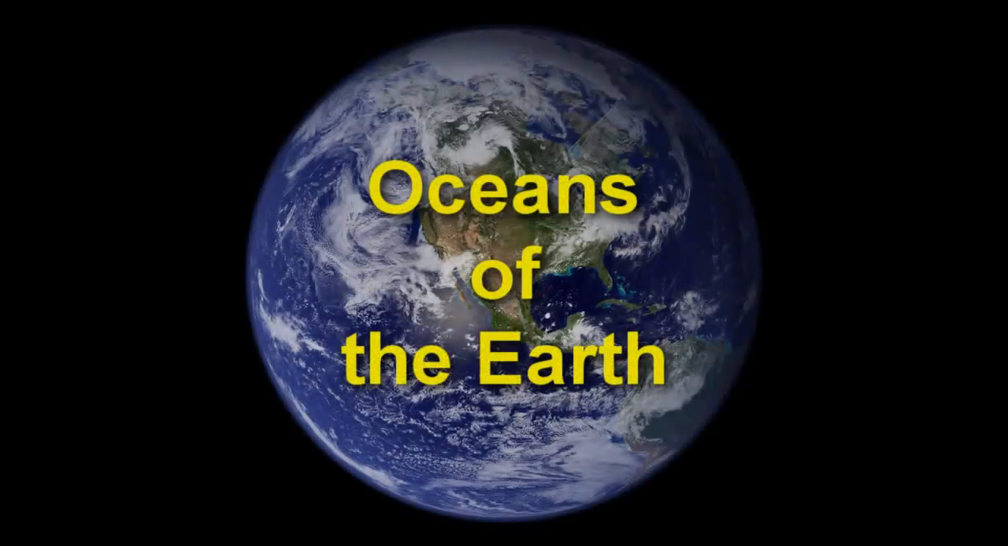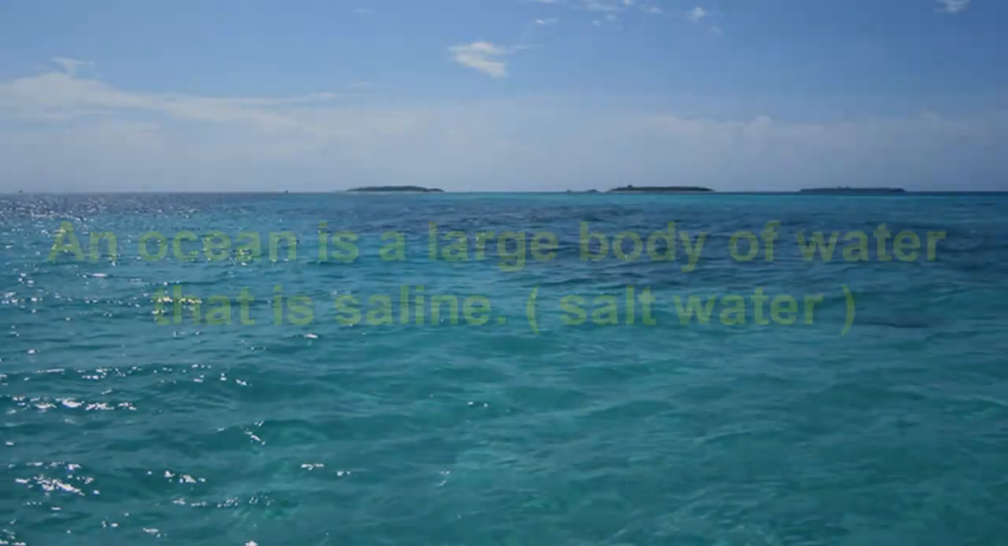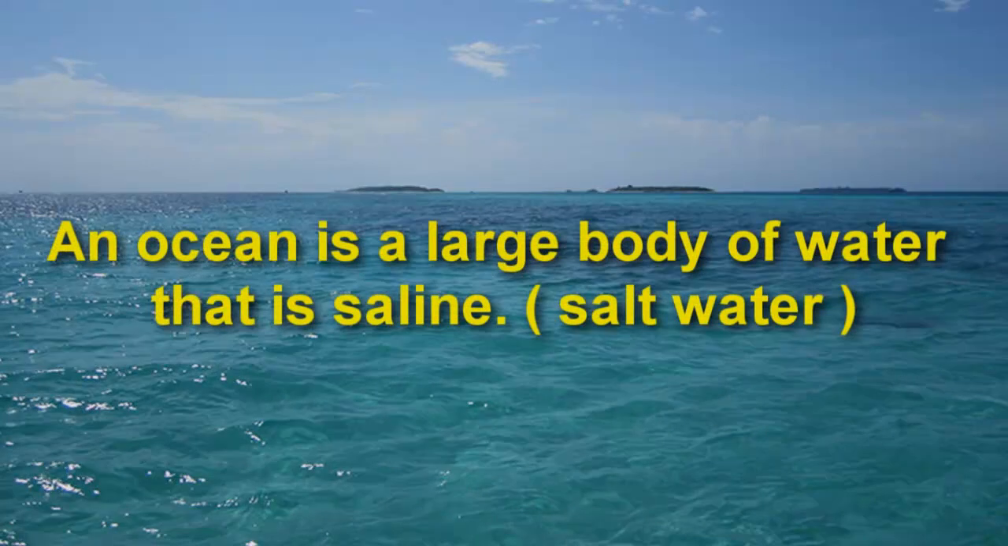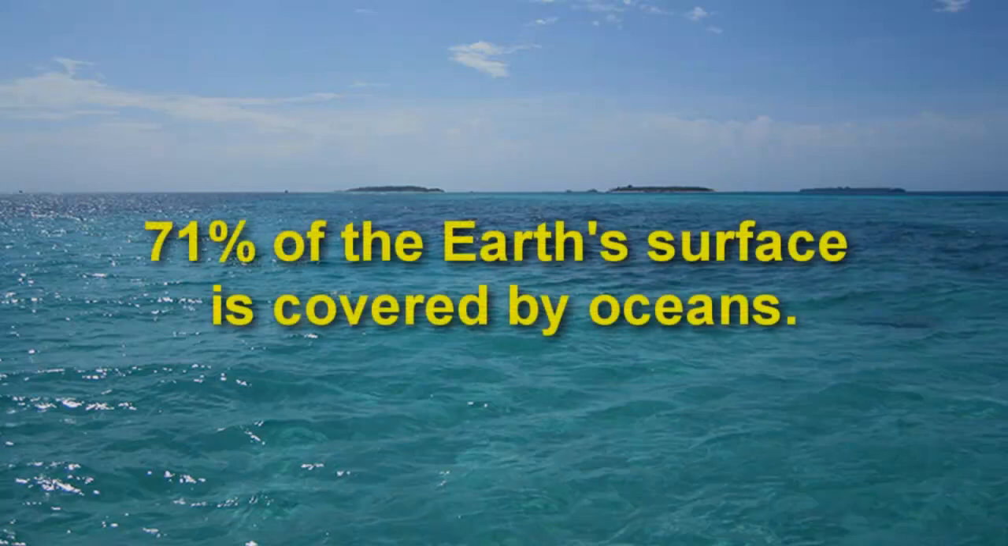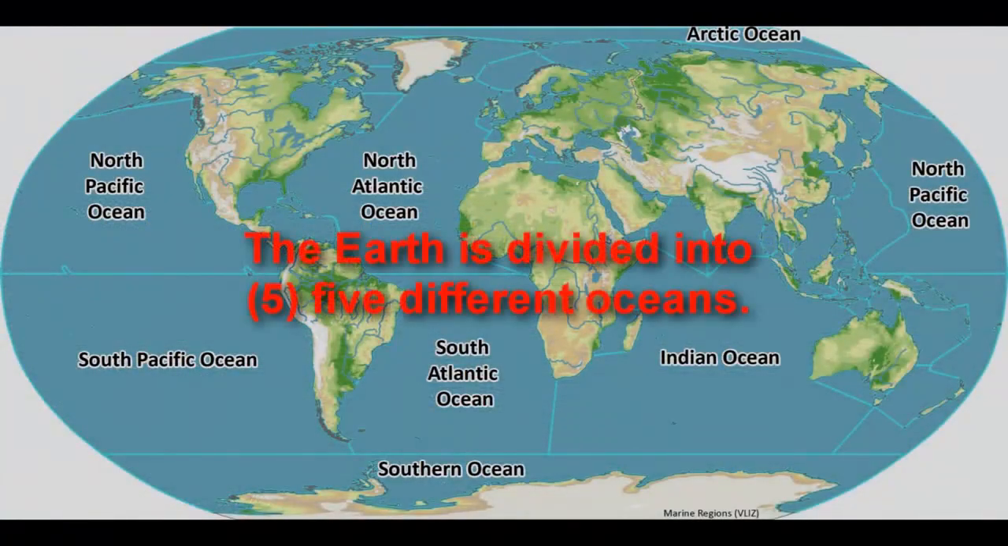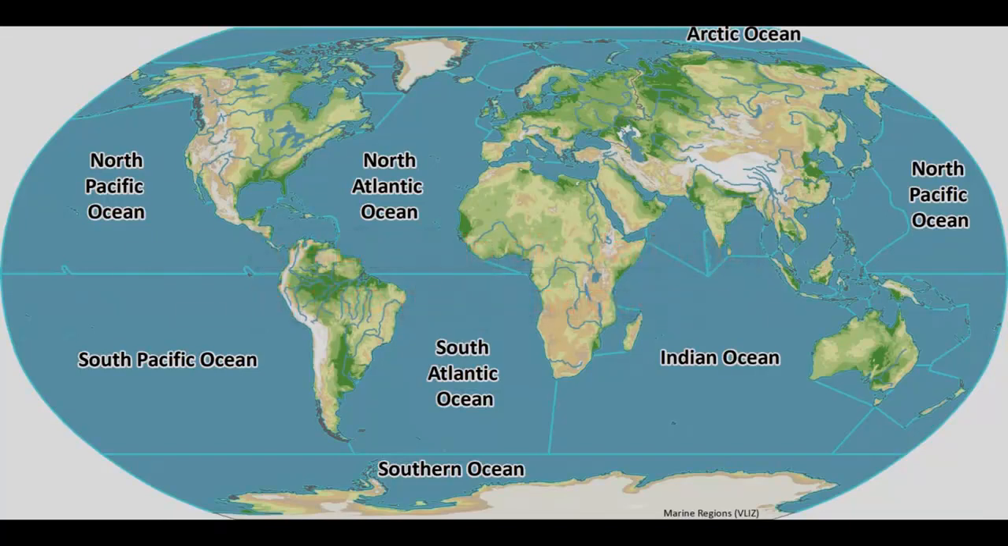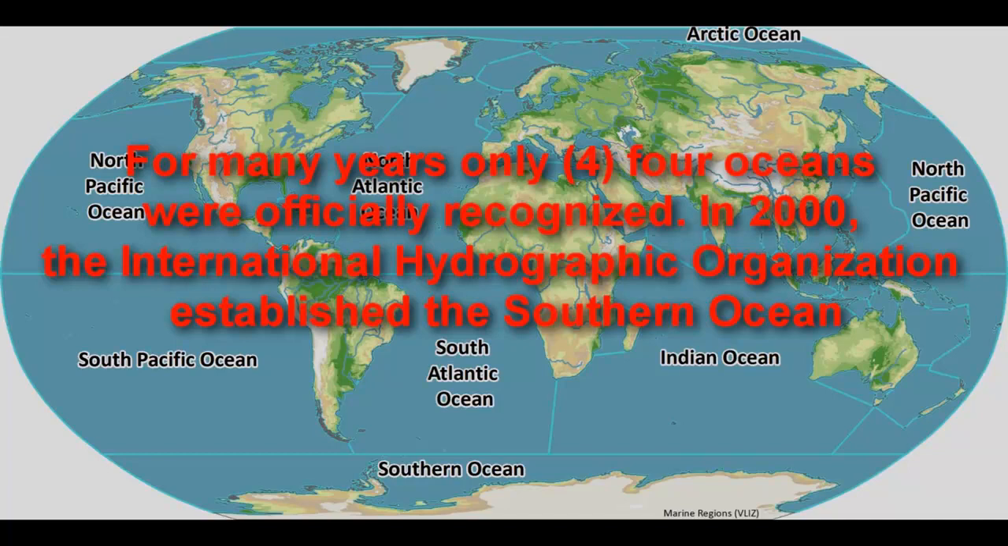Oceans of the Earth. An ocean is a large body of water that is saline, salt water. 71% of the Earth's surface is covered by oceans. The Earth is divided into 5 different oceans. For many years, only 4 oceans were officially recognized. In 2000, the International Hydrographic Organization established the Southern Ocean.